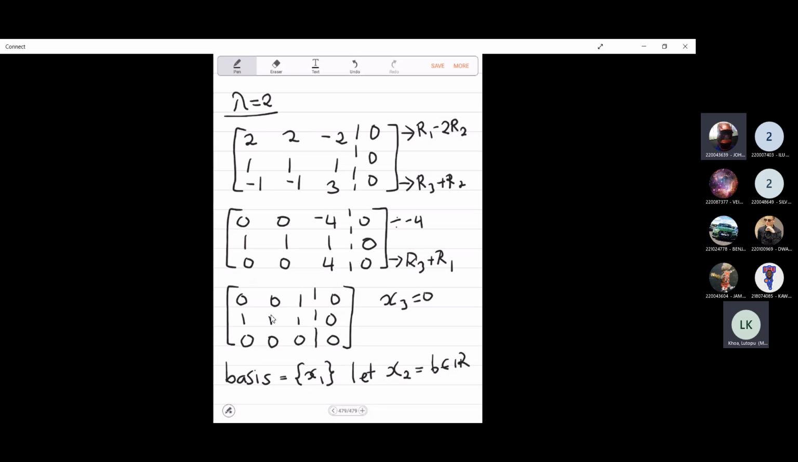Won't the basis be x1 and x3? Because if you say row 2 minus row 1, you'll get that in row x3 it would be 1, 0, 0. Which row are you working at? Row 2 minus row 1, and that becomes row 2.